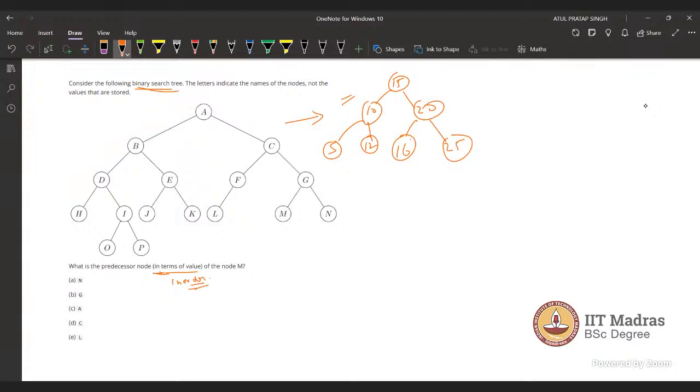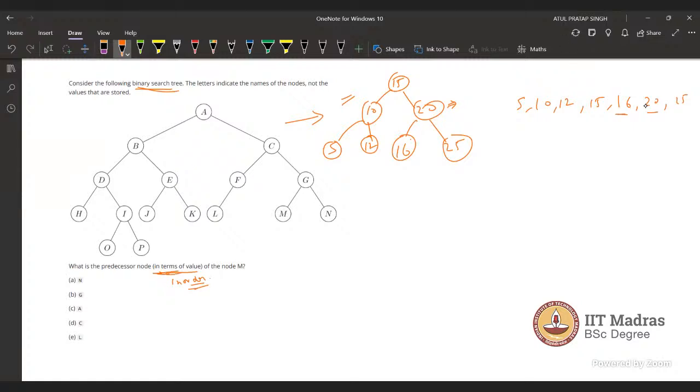Okay, if you are asking who is the predecessor of 20, we can manually check this information. So who is the just before value? Before means, if we write these values in sorted order, 5, 10, 12, 15, 16, 20, and 25. So which is the closest lesser value of this 20? Which is 16. Yeah, that is the predecessor in terms of value.